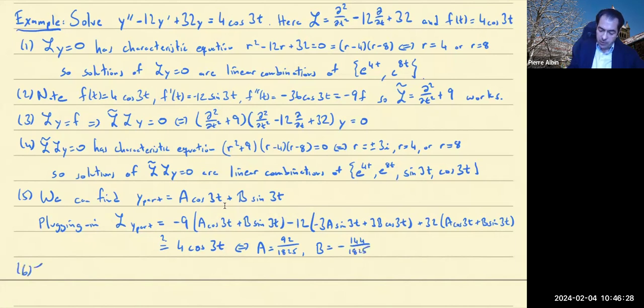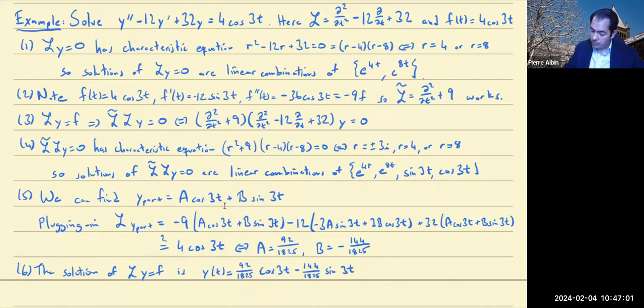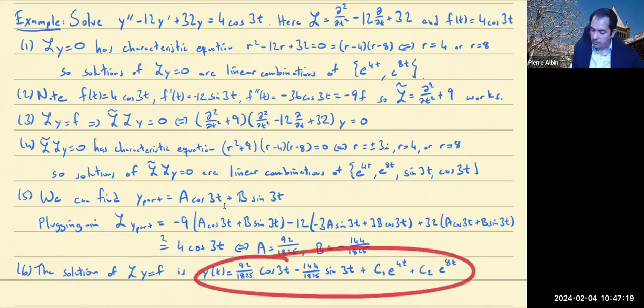And so step six, we can say the solution of Ly equals f is y of t equal to our particular solution, so this is 92 over 1825 times cosine of 3t minus 144 over 1825 times sine of 3t, plus the general solution to the homogeneous equation, which we found in part one. So it would be an arbitrary constant times e to the 4t plus an arbitrary constant times e to the 8t. Okay, and that's the general solution to this equation.